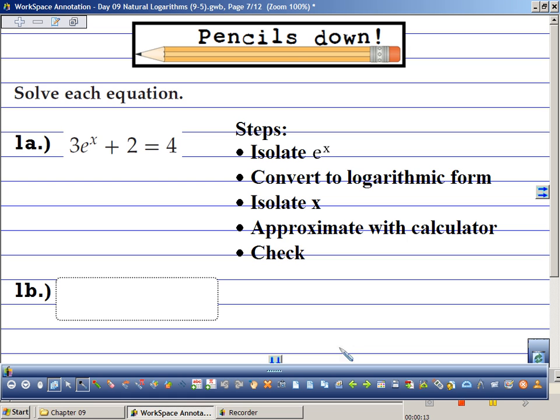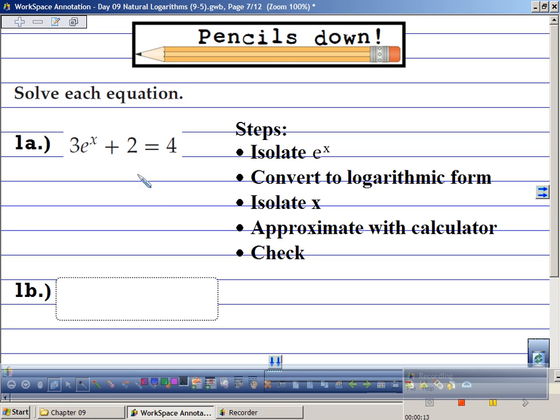Solve each equation. Okay, pencils down. Let me do this one for you. Treat it just like exponents. Same rules as logarithms. So what could you do? We could subtract 2 from both sides. Then I would get 3e to the x equals 2.